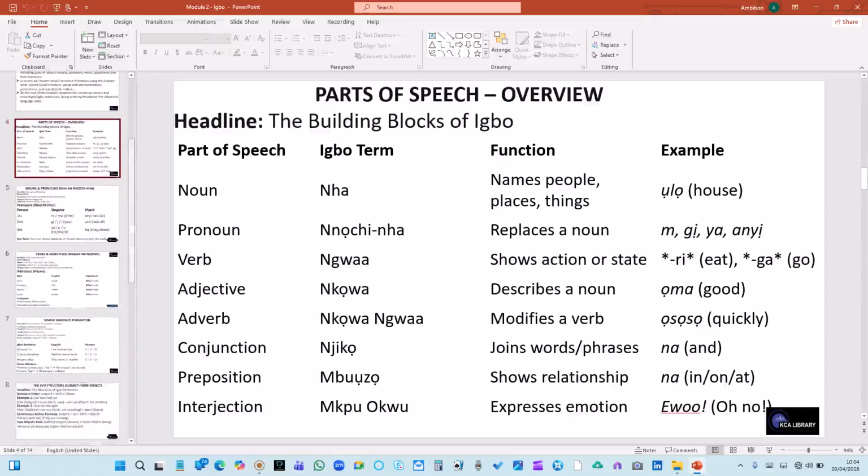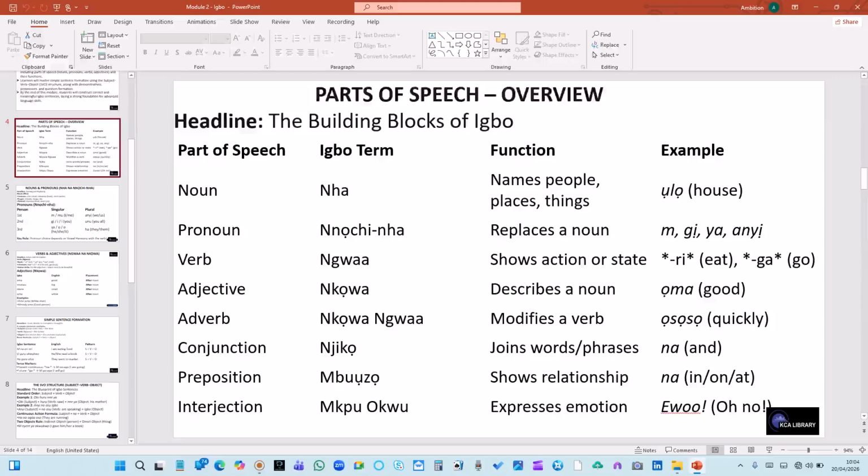Having known that, let us look at parts of speech, the overview. That is the building blocks of Igbo language. And the part of speech we have in English, the one known as noun, is called in Igbo as aha. The function is that it names people, places, and things. Example, ụlọ, which means house.